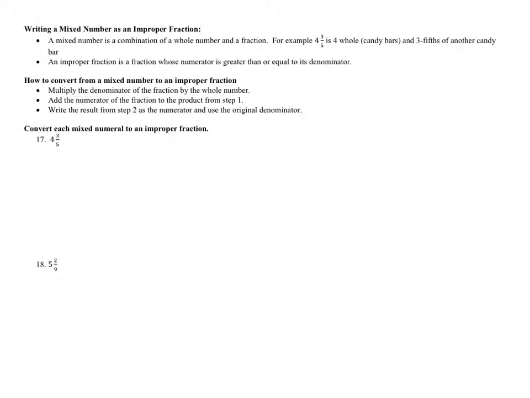So let's look at some examples. I have 4 3/5 that I want to write as an improper fraction. So first in step 1, I'm multiplying that 5 denominator times that 4 whole number to get 20. Then I need to add in the numerator of that 3. So I can see I have 23 pieces, and those 23 pieces are still out of the denominator of 5. So 4 3/5 is equivalent to 23/5.